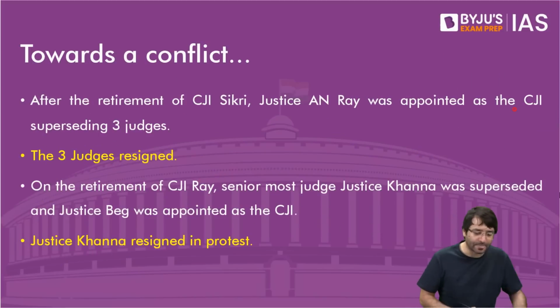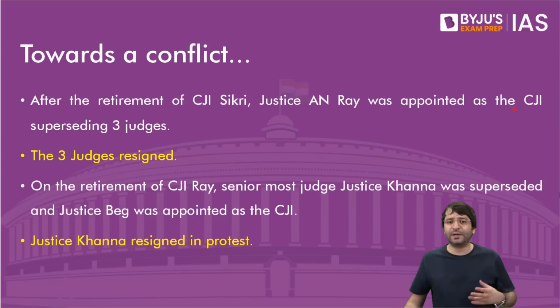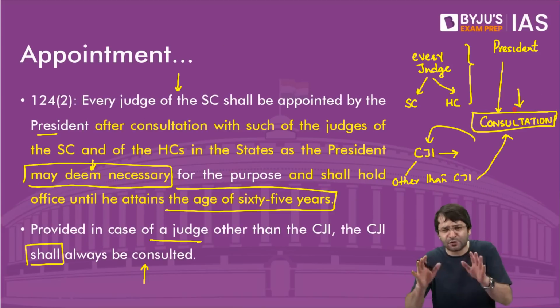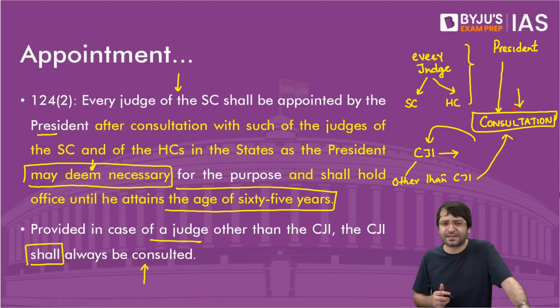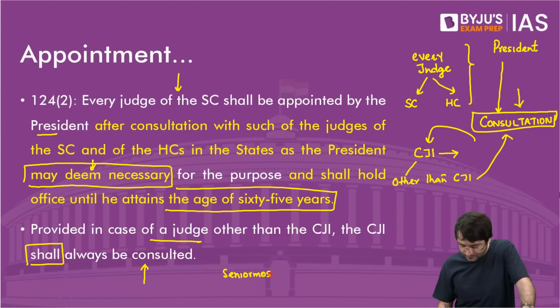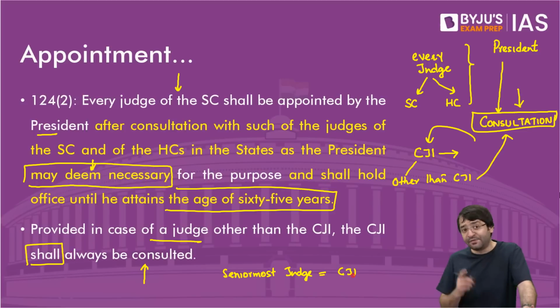And this is where, over a period of time, we entered into a conflict. Previously, what would happen? Immediately after the commencement of the Constitution, till about the 1970s, there was no problem. No problem in the sense, always the senior most judge of the Supreme Court was appointed as the Chief Justice of India. And when other judges were appointed, the Chief Justice of India was always consulted.